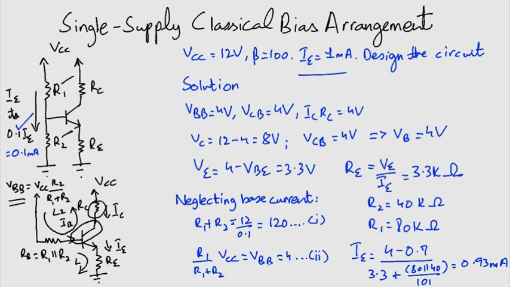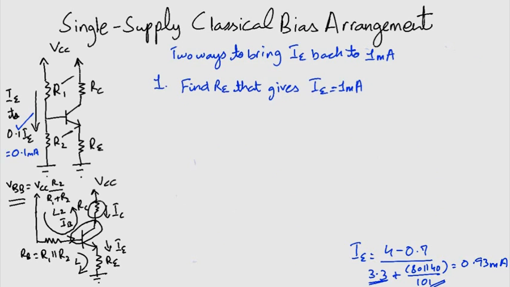There are two ways to do it. First one is to reduce this value here. This is RE. And the second one is to reduce the value of the parallel combination here. That is, we change the value of R1 and R2. So let's see how the first one works. In the first one, we find the value of RE that gives IE approximately equal to 1 milliampere. Use this equation and find that RE comes out to be 3 kilo ohms.